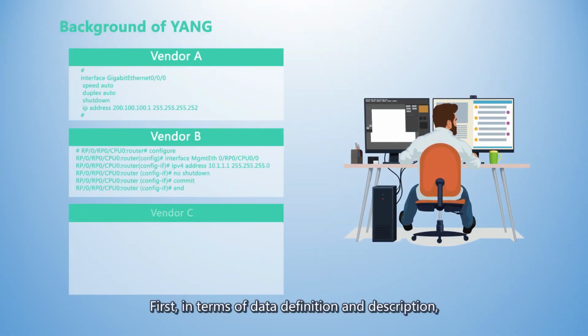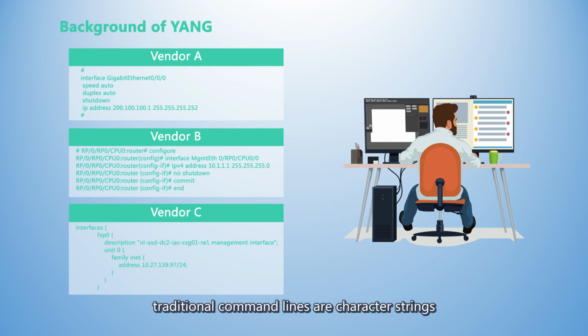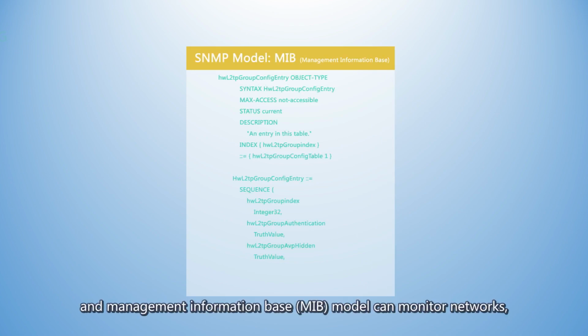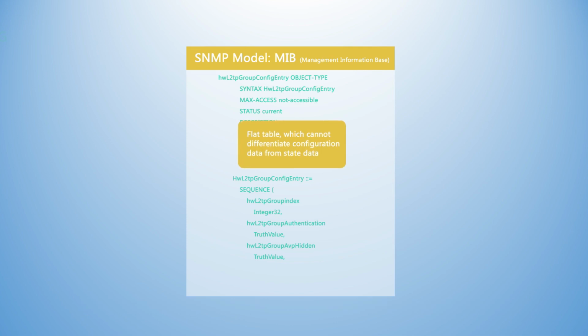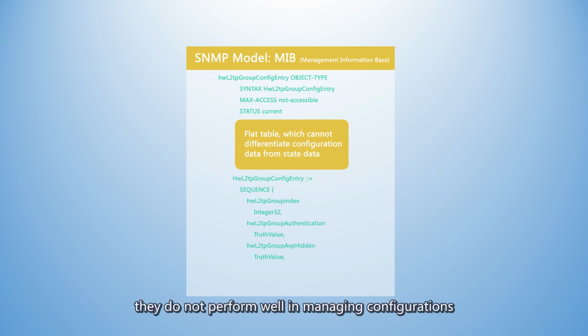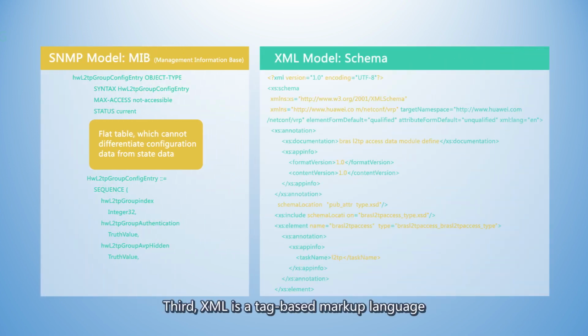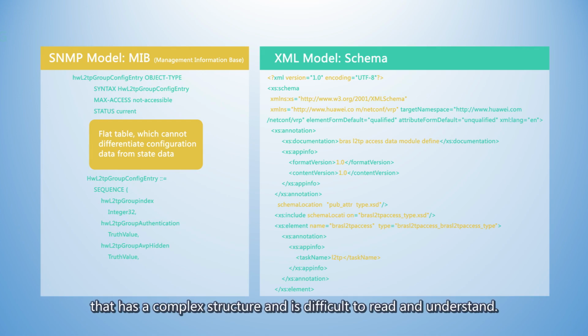First, in terms of the data definition and description, traditional command lines are character strings. Second, although the simple network management protocol and management information base model can monitor networks, they do not perform well in managing configurations and cannot isolate configuration data from state data. Third, XML is a tag-based markup language that has a complex structure and is difficult to read and understand.